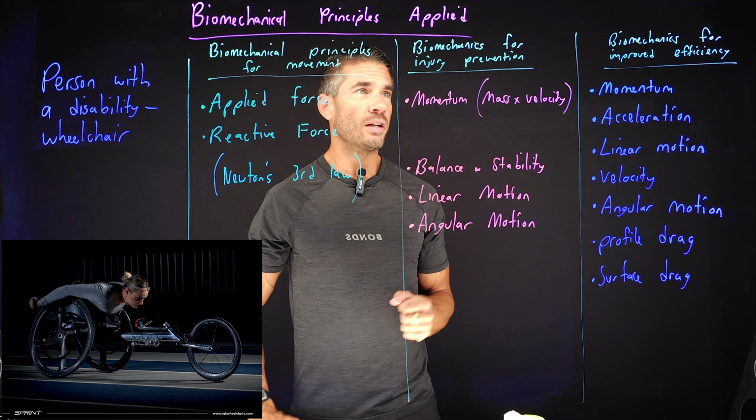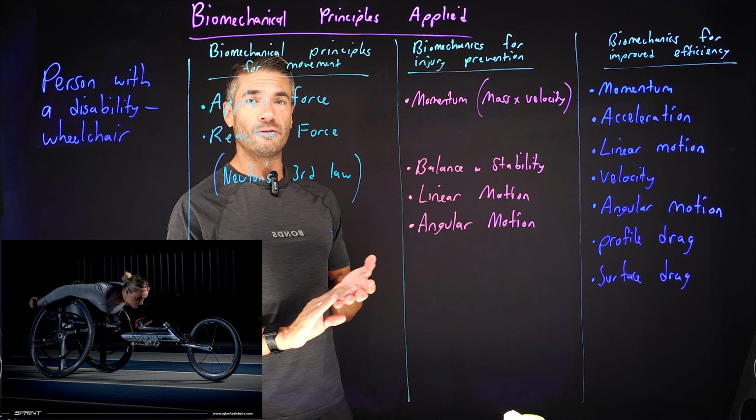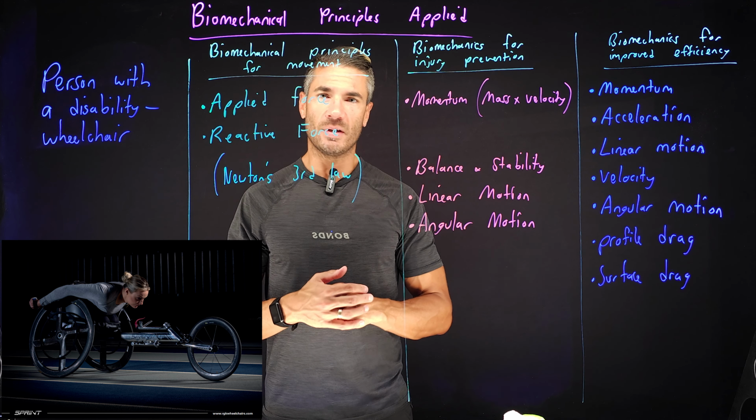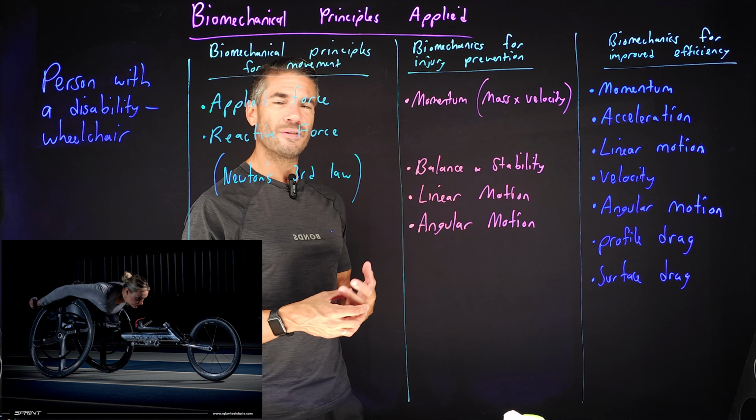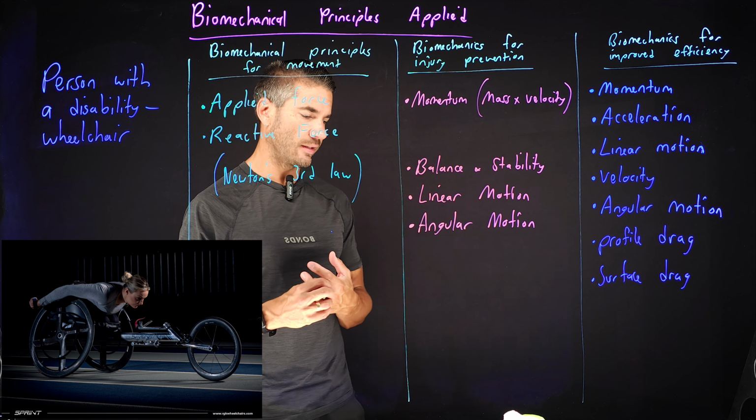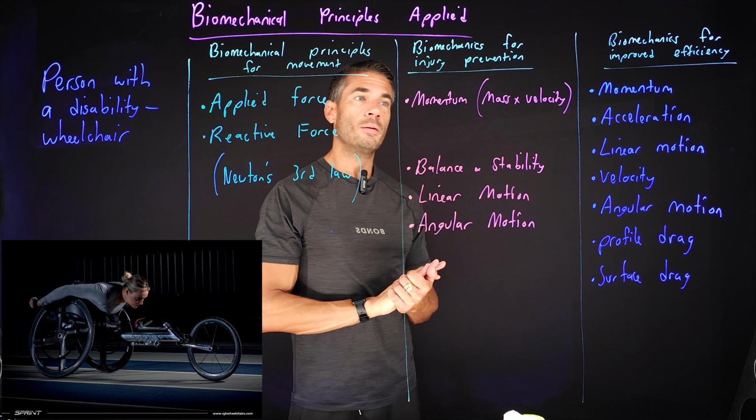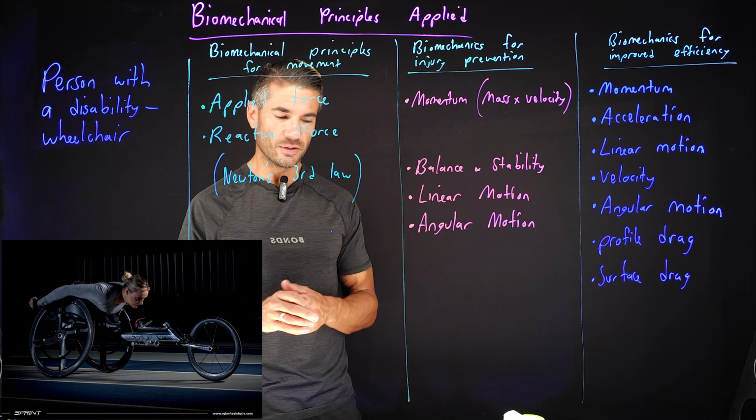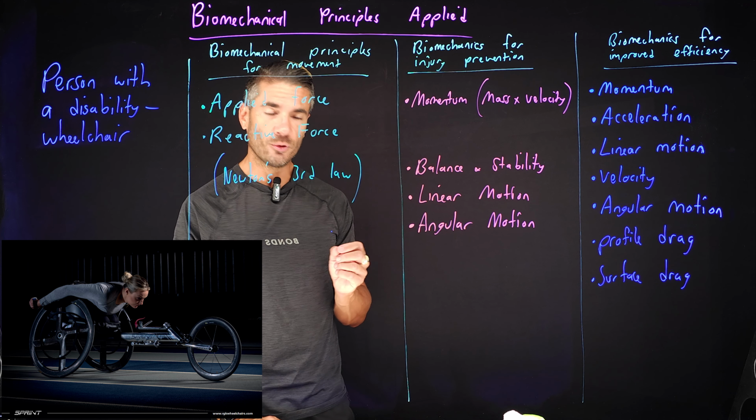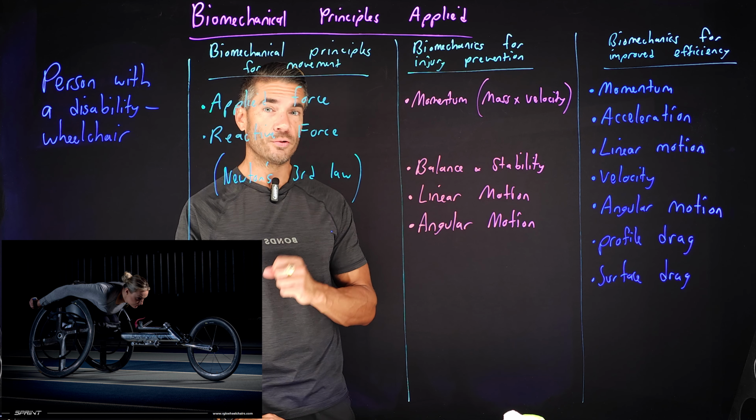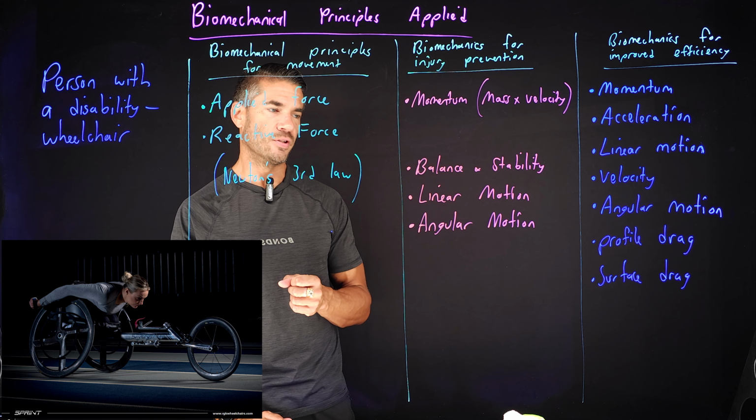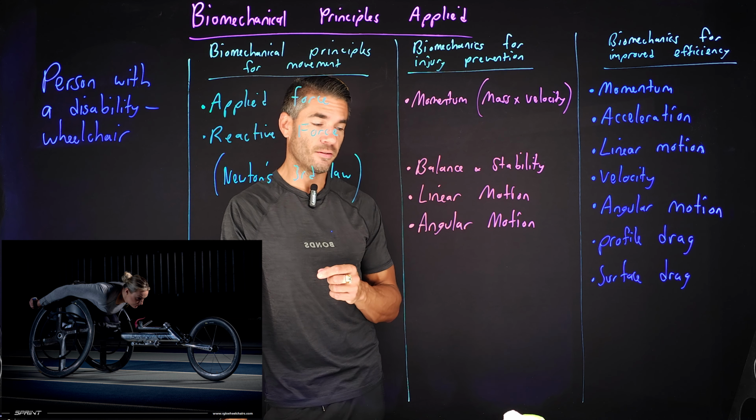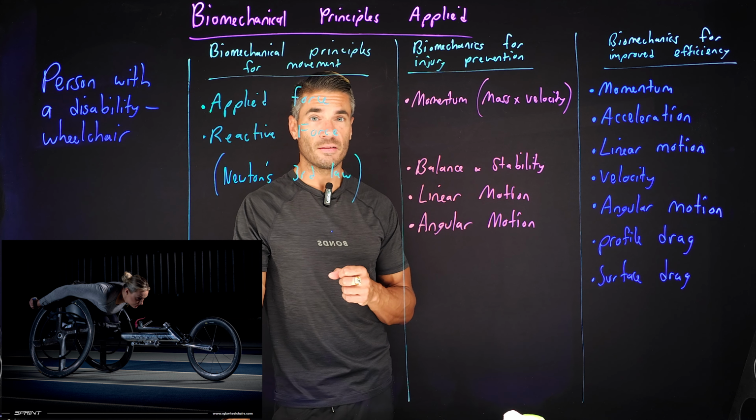We get a bit more detail though when we hit into injury prevention and efficiency. So first of all, injury prevention. I've got momentum here. Why is that important for injury prevention in a wheelchair athlete? Well, I'm glad you asked. Because wheelchairs themselves can be made from different materials. A fully steel wheelchair may weigh upwards of 20 kilos, but a carbon fiber wheelchair may only weigh 3 or 4 kilos, okay?